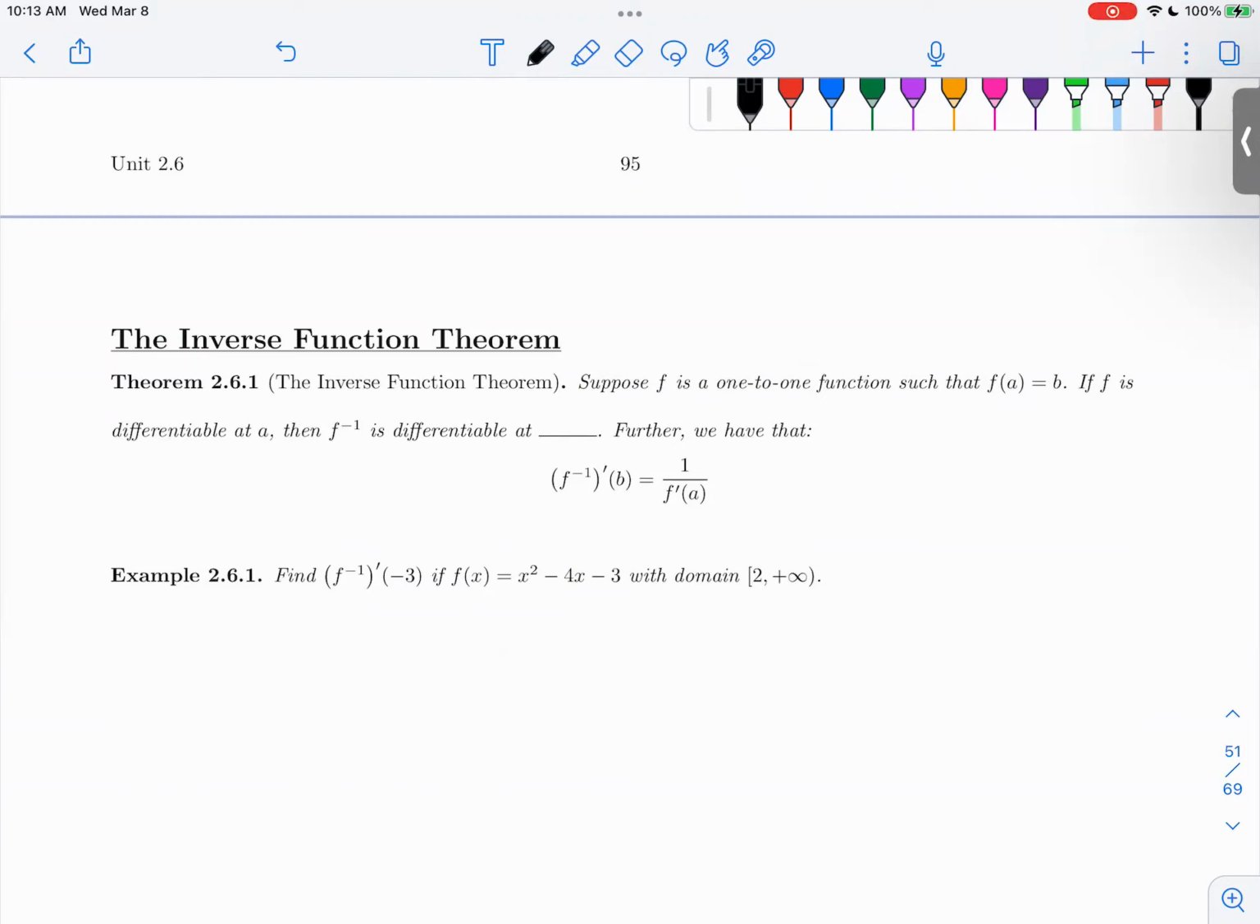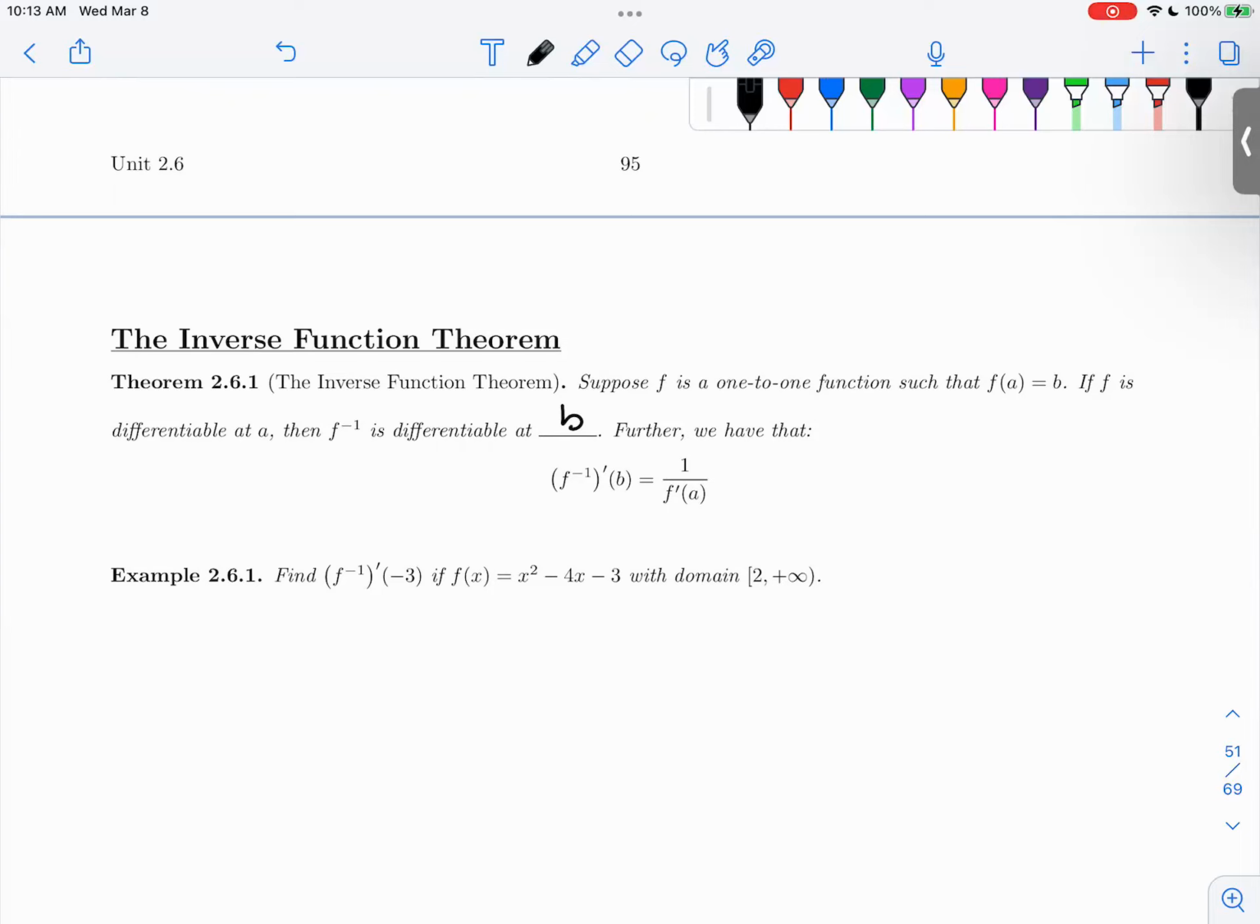So if you want to see it, the inverse function theorem: suppose f is a one-to-one function such that f of a is equal to b. If f is differentiable at a, then f inverse would be differentiable at b. And furthermore, the derivative of the inverse function is 1 over f prime of a. You do not need to know that. That is not really a useful theorem for anybody besides a math major.